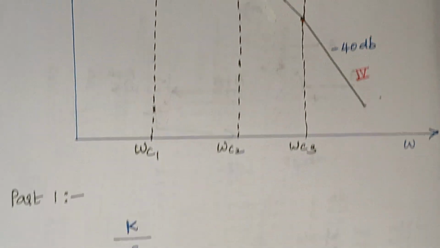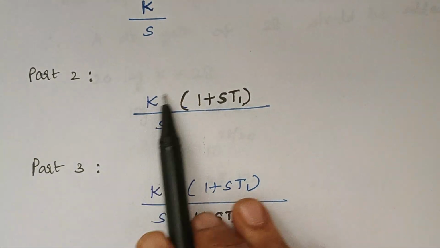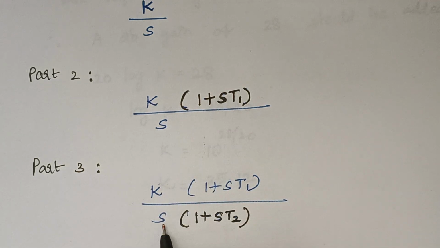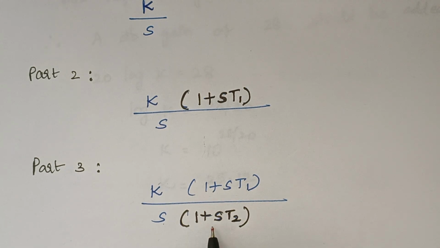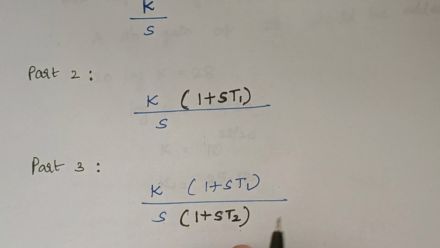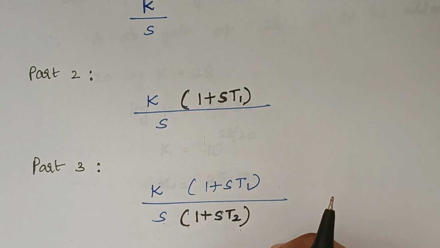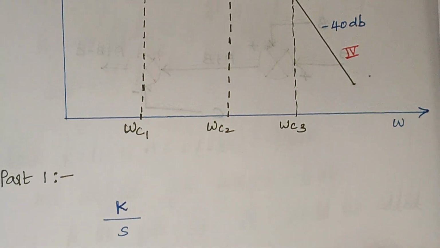Right. So in part 3 you have to write all the terms in part 1. So K by s into 1 plus s t1. So in part 3 we found there is another s term in the denominator. So here we are writing it as 1 plus s t2. Right? Hope you people understand this one. Since we are having minus 20, I had included an s term in the denominator. Suppose if I have plus 20, then I have to include this s term in the numerator part, not in the denominator part. Right? So next we are moving to our part 4.